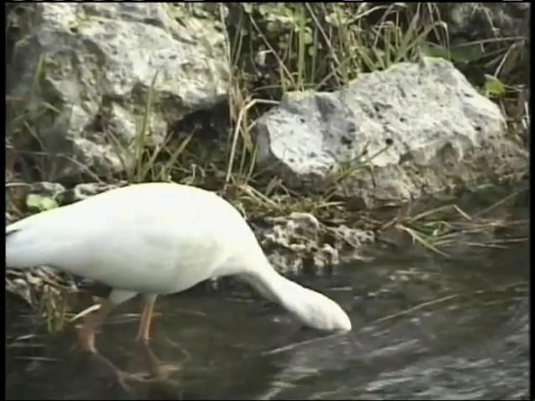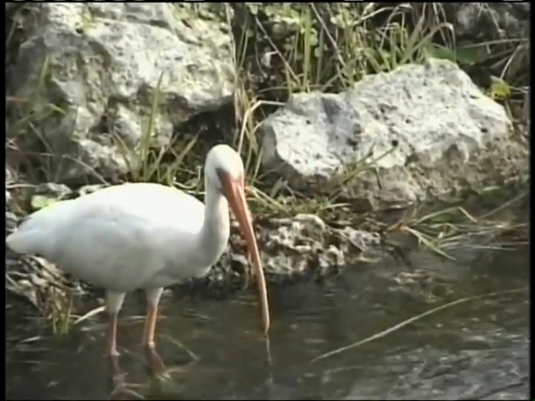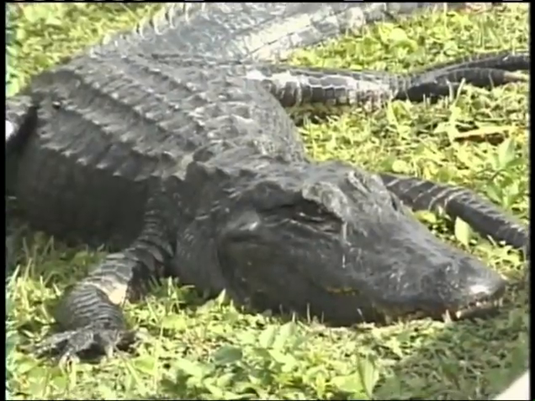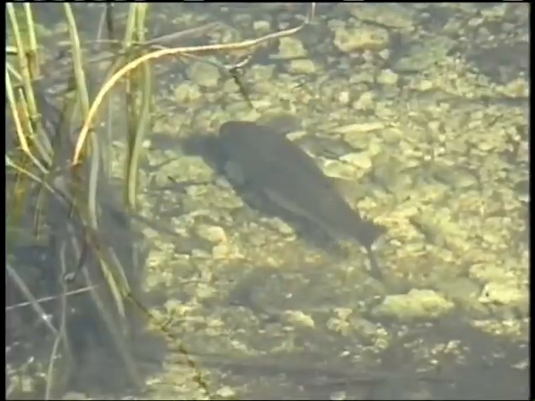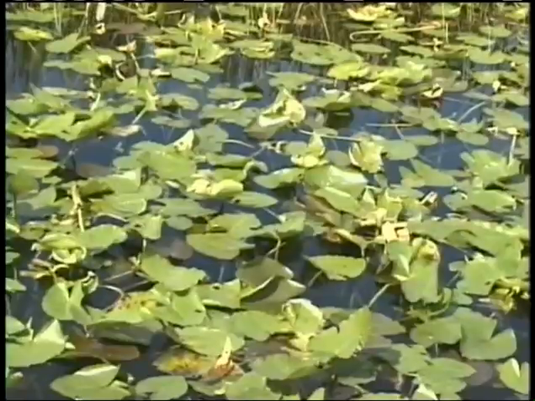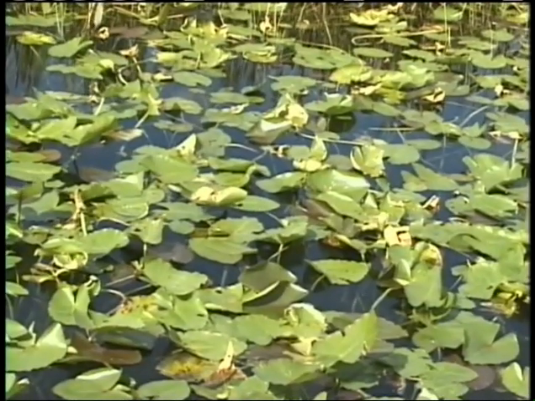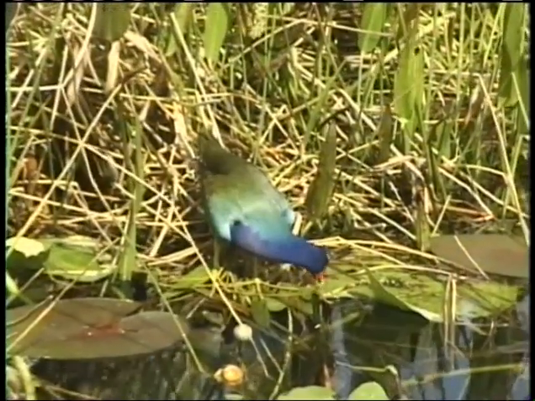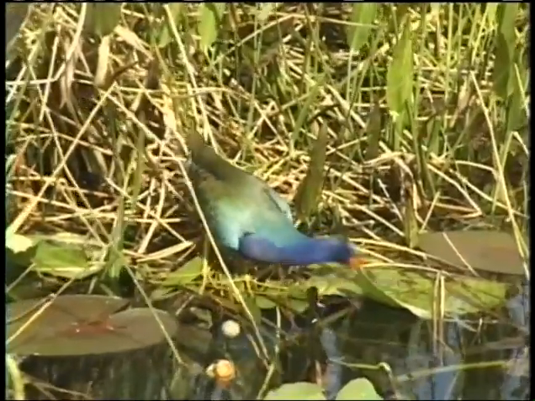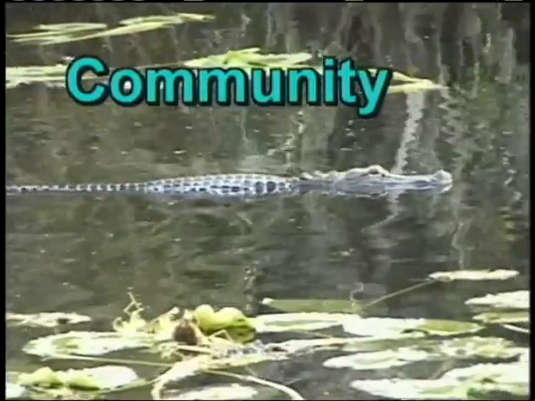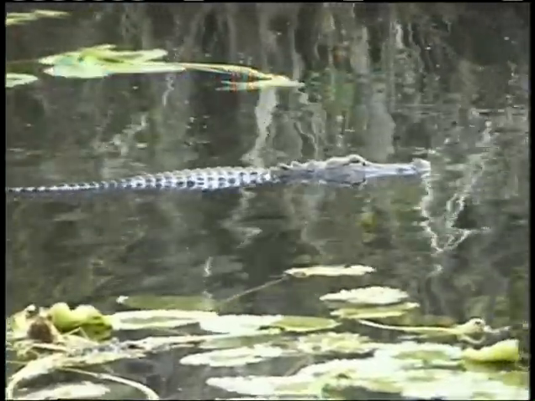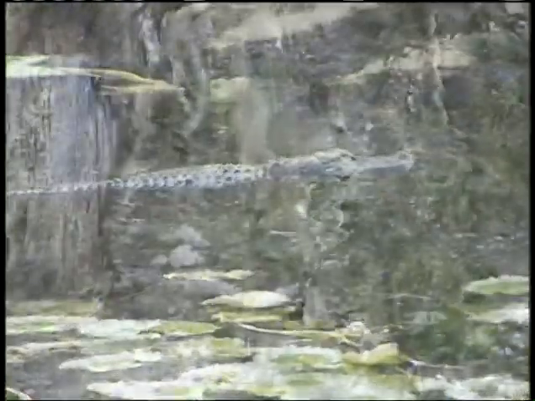For example, in this wetland located in the Florida Everglades, there are populations of alligators, anhingas, fish, and water lilies, to name just a few. All these different populations of living things make up a community. A community consists of all the living organisms in an area.